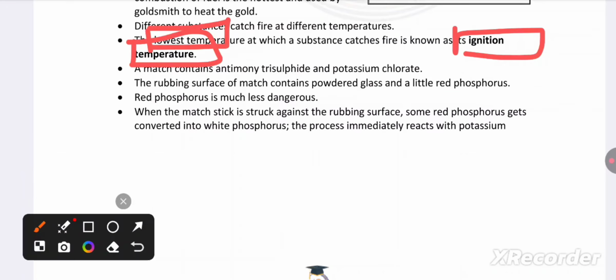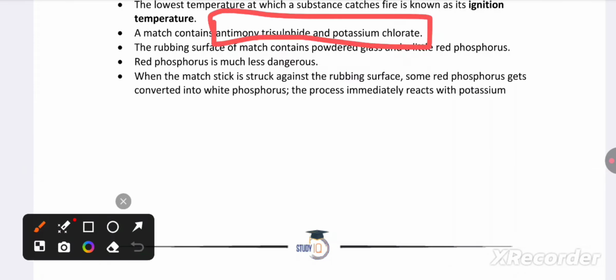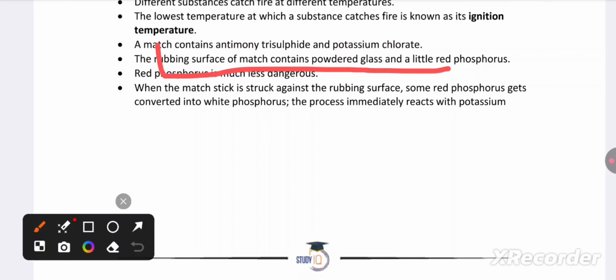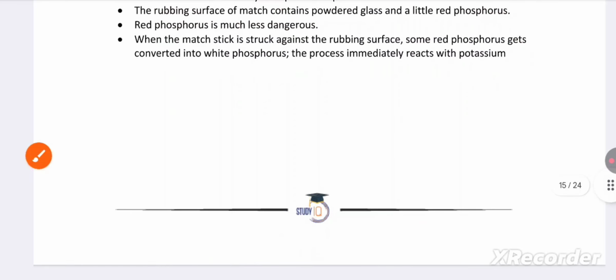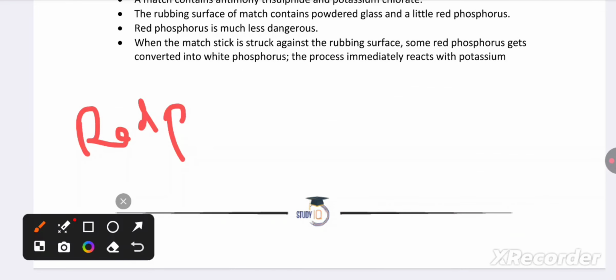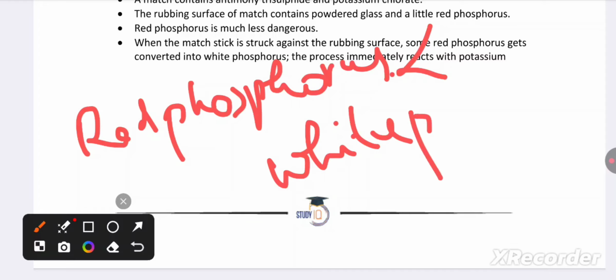Ignition temperature. A match contains antimony trisulfide and potassium chlorate. We know the matchbox head that is red in color or black in color, there should be antimony trisulfide and potassium chlorate. The rubbing surface contains powdered glass and red phosphorus. Red phosphorus is less dangerous than white phosphorus. Very important.